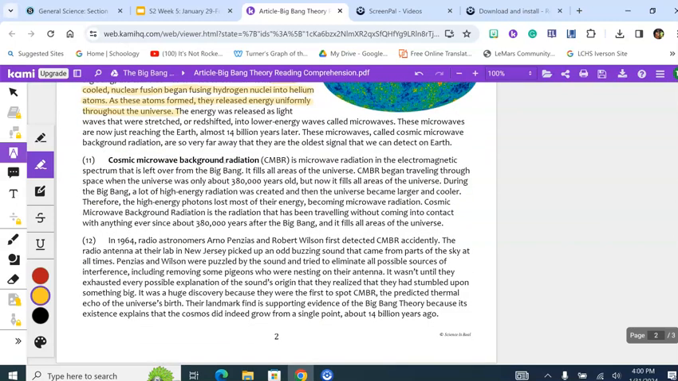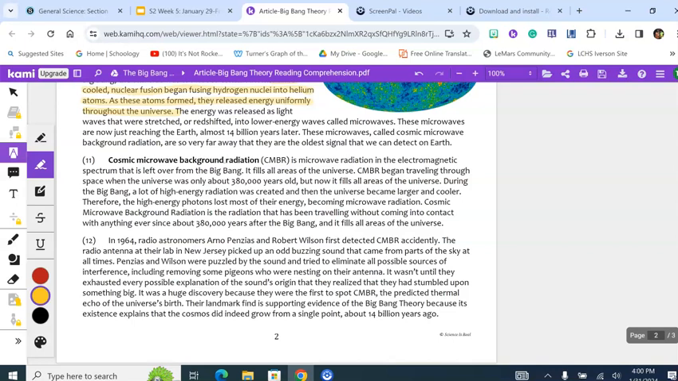Paragraph 11. Cosmic microwave background radiation, CMBR, is microwave radiation in the electromagnetic spectrum that is left over from the Big Bang. It fills all areas of the universe. CMBR began traveling through space when the universe was only about 380,000 years old, but now it fills all areas of the universe. During the Big Bang, a lot of high-energy radiation was created, and then the universe became larger and cooler. Therefore, high-energy photons lost most of their energy, becoming microwave radiation.